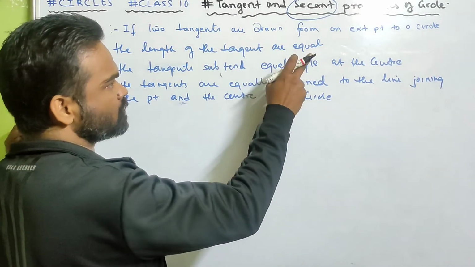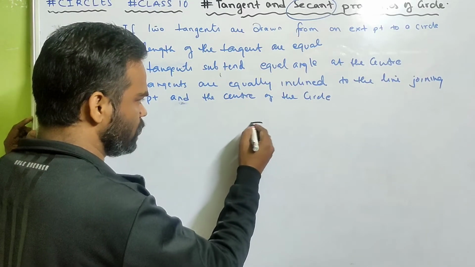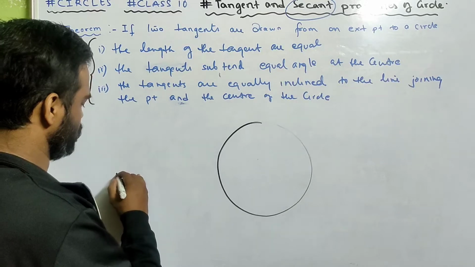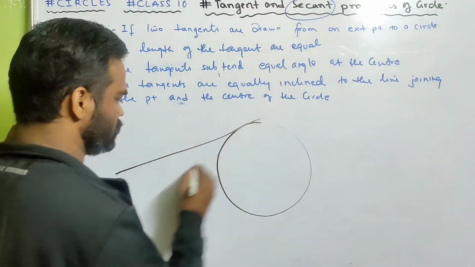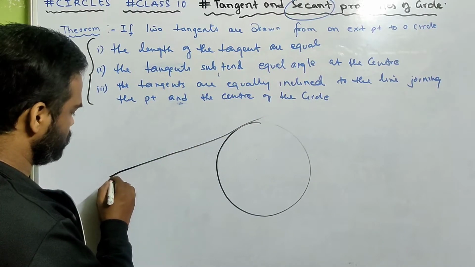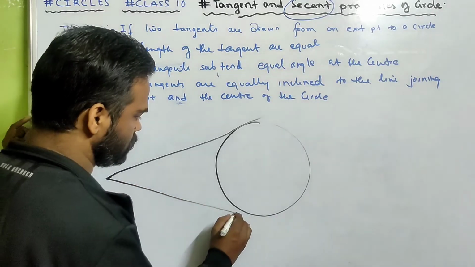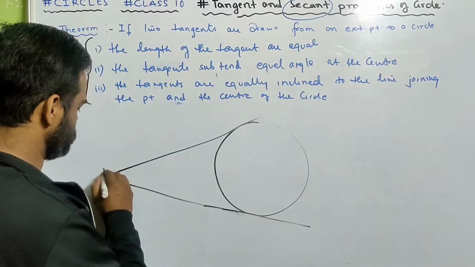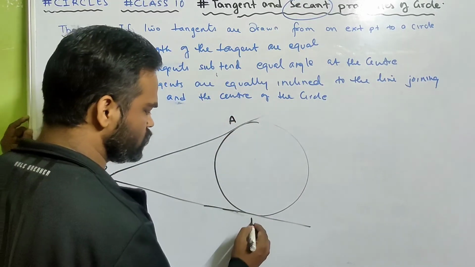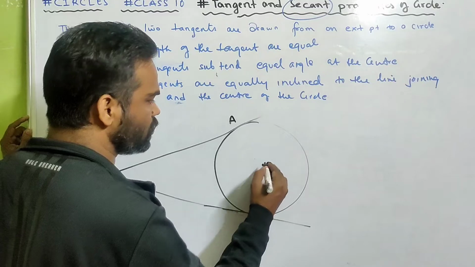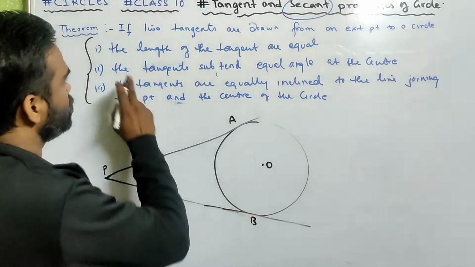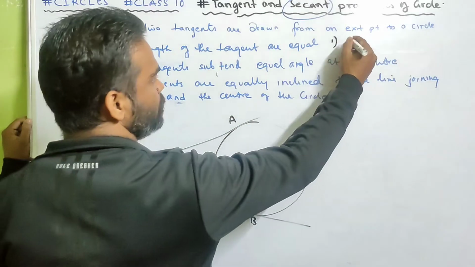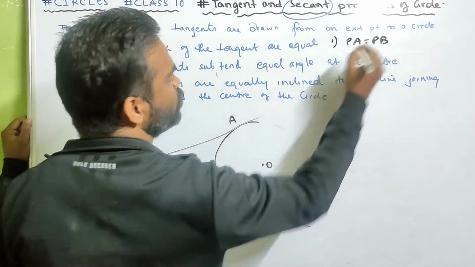tangents are drawn from an external point of a circle, so what I'm doing, this is my circle. This is a point, tangent, okay, and this is my another tangent. Suppose this is PA, this is PB, and this is the center O. Look over here. The length of the tangent are equal. First thing, the length of the tangent, PA, I told you PA and PB are equal.